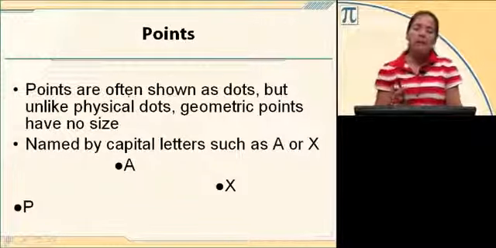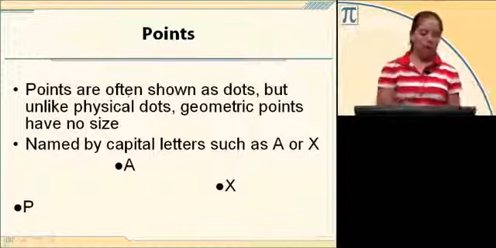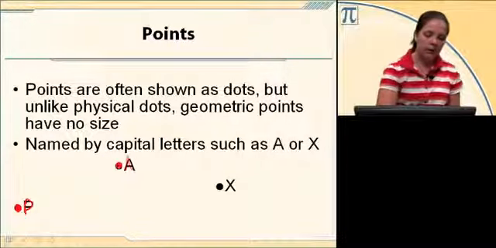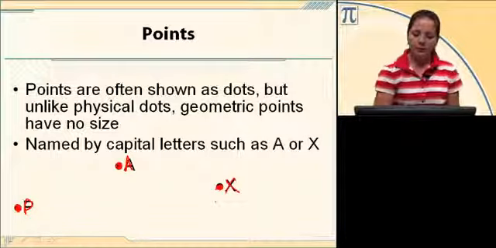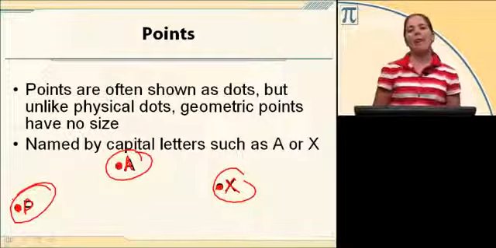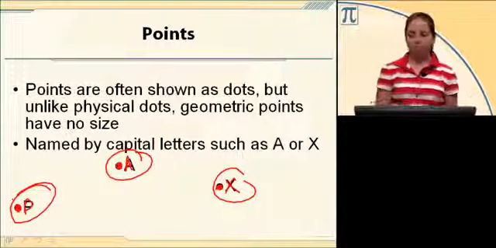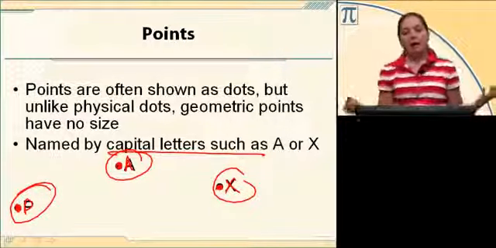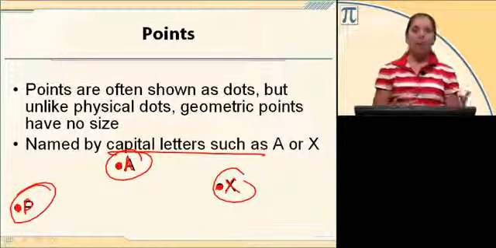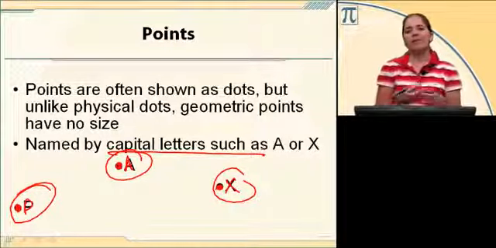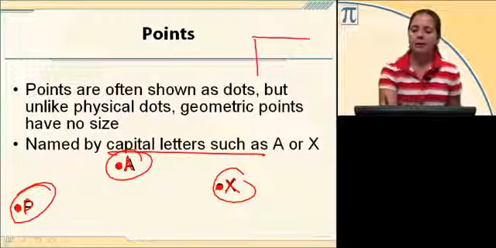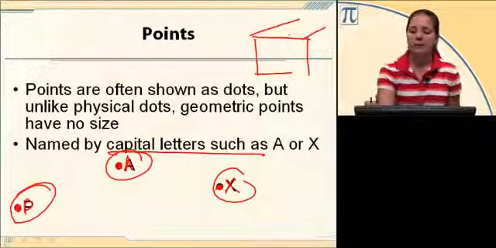Okay, points. Points are often shown as dots. So for example, I have this one down here. This is point P, point A, point X. When you name them, you need to use capital letters, such as A or X. Now, unlike those actual dots we have, points have no thickness. They're basically no size whatsoever. They're just location in space, if you will.